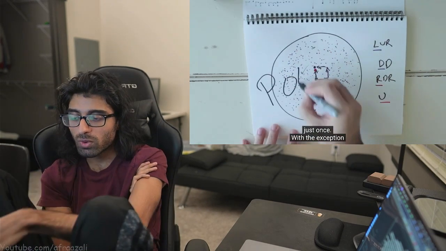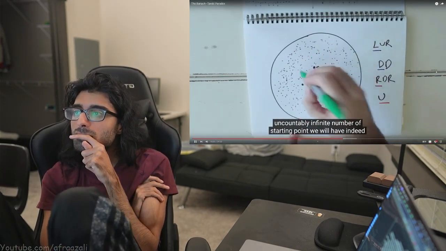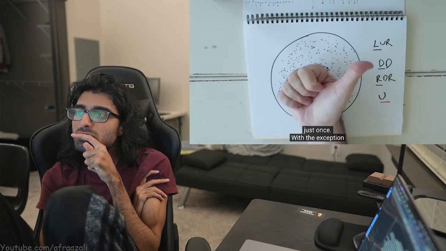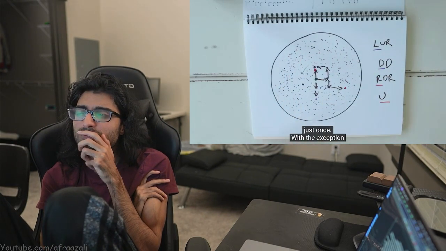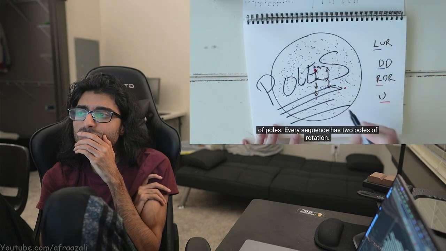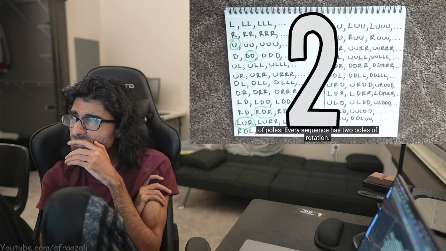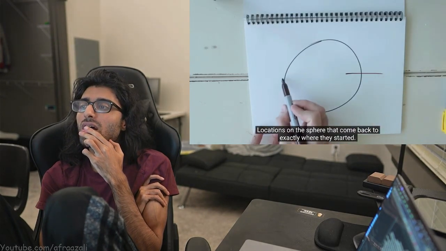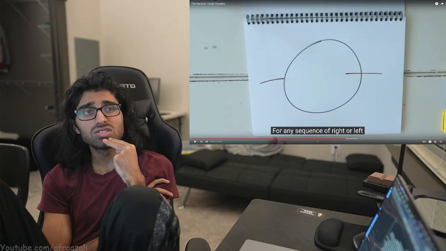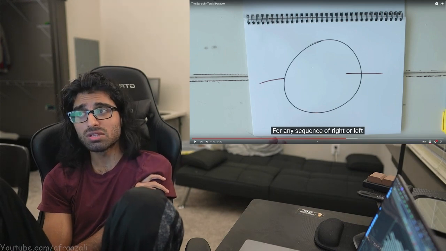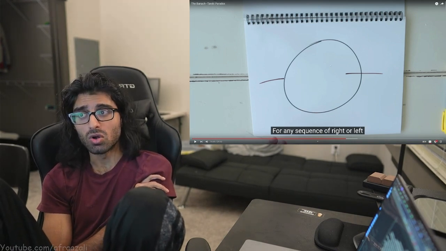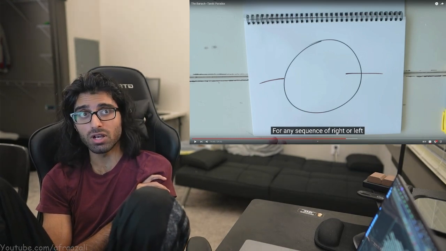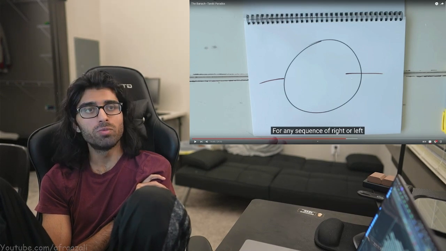Wait. After doing this to an uncountably infinite number of starting points, we will have indeed named and colored every single point on the surface just once, with the exception of poles. Every sequence has two poles of rotation, locations on the sphere that come back to exactly where they started. I see. But that's not an issue though, because like I said, it doesn't actually matter, the rotations and all that. You will have placed an uncountably infinite amount of starting points. There will be a starting point on the pole.